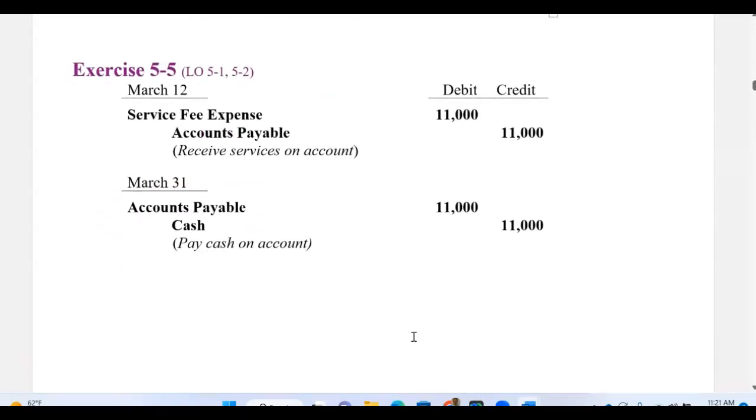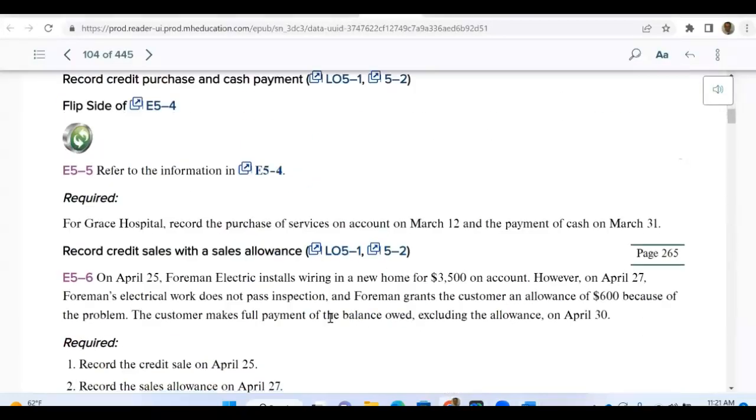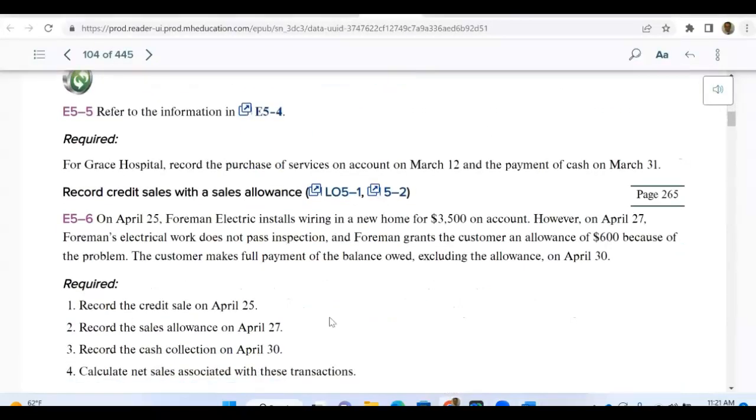Okay, so in March, exercise 5. Here is the book right there. So exercise 5 says, refer to information on 5.4. For Grace Hospital, record the purchase of service on account on March 12th and the payment of cash on March 31st. So purchase of service on March 12th and then payment on March 31st.